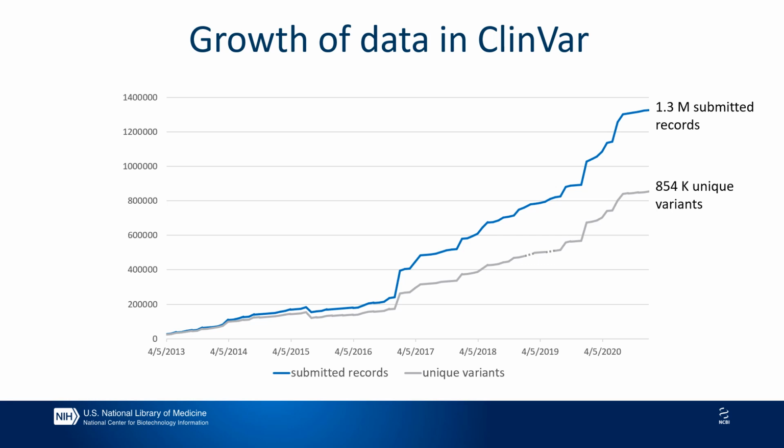ClinVar has been around since 2013, and you can see we've experienced pretty steady growth over these last 7 or 8 years. As I mentioned previously, today we have 1.3 million submitted records, and that represents about 854,000 unique variants. We always have more submitted records in the database than unique variants because some variants have been submitted to us by more than one organization.